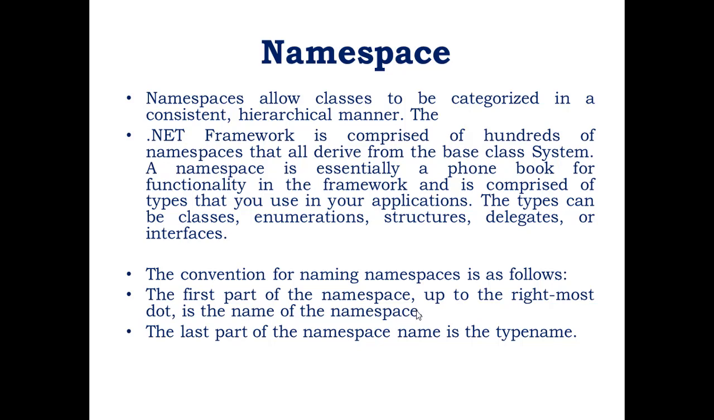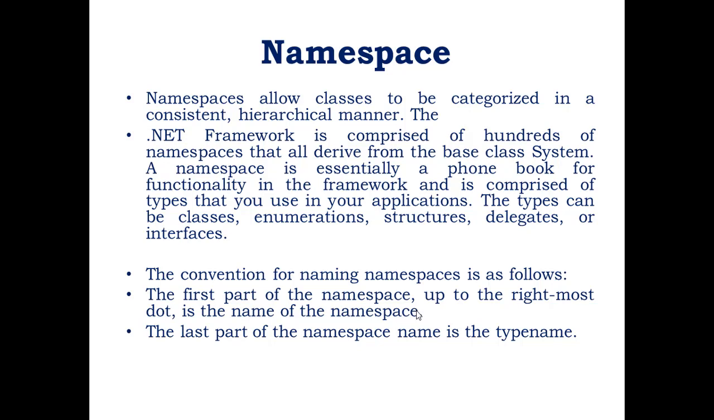Namespaces allow classes to be categorized in a consistent hierarchical manner. The .NET framework is comprised of hundreds of namespaces that are derived from the base class System. A namespace is essentially a phone book for functionality in the framework and is comprised of types that you use in applications. The types can be classes, enumerations, structures, delegates, or interfaces.